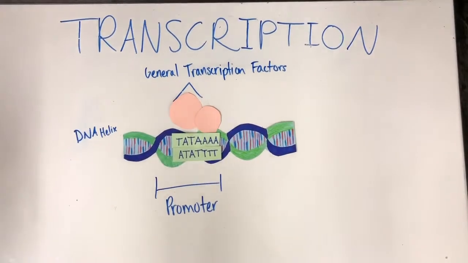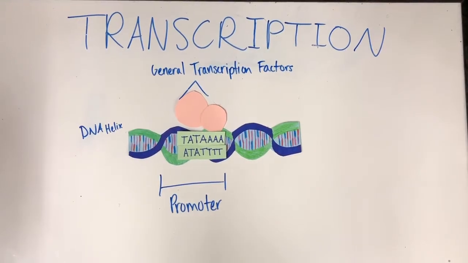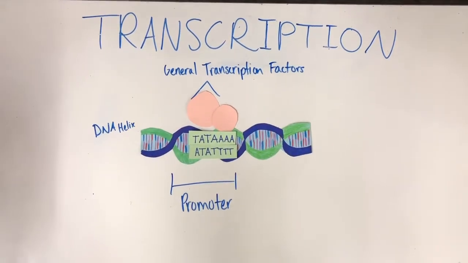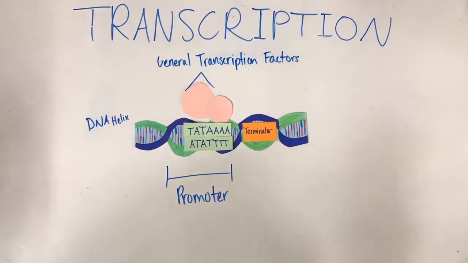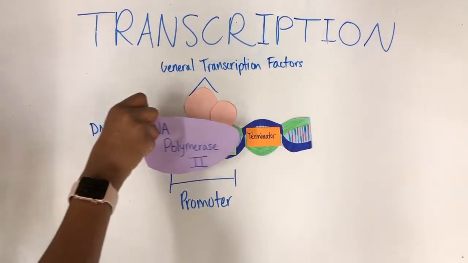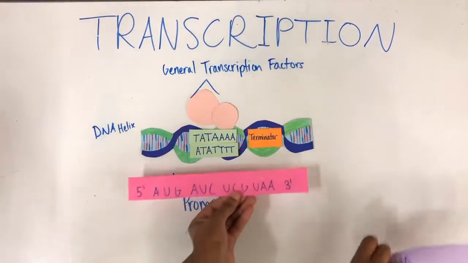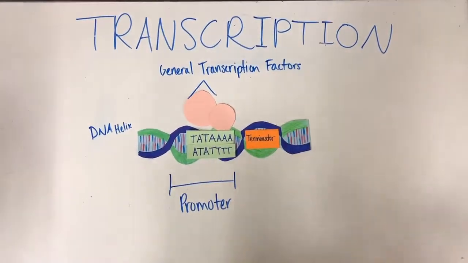The third and final step is termination, which is the end of transcription. Terminators are sequences that signal that the RNA transcript is complete. Once the RNA polymerase crosses these terminators in the gene, the mRNA is complete and detaches from the DNA.